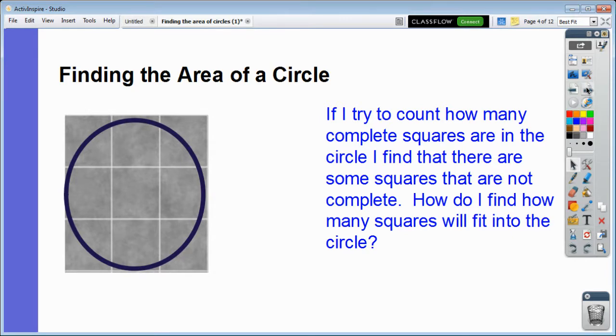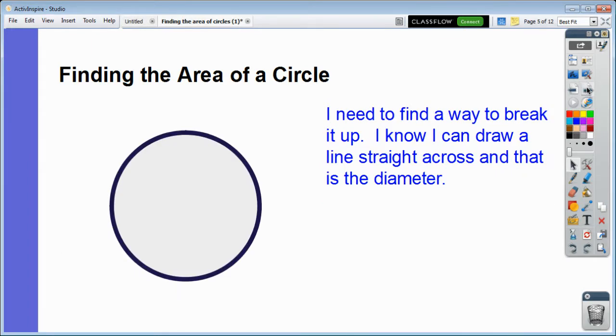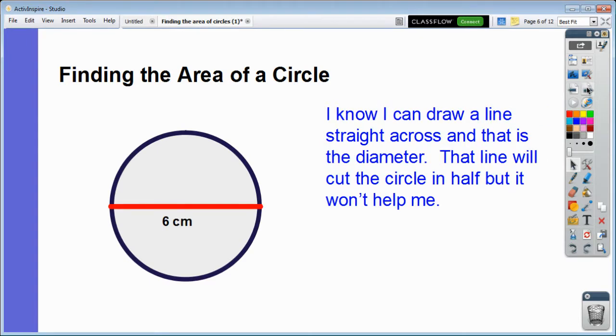If I try to count how many complete squares are in the circle, I find that there are some squares that are not complete. How do I find how many squares will fit into the circle? I need to find a way to break it up. I know I can draw a line straight across, and that is the diameter. That line will cut the circle in half, but it won't help me.